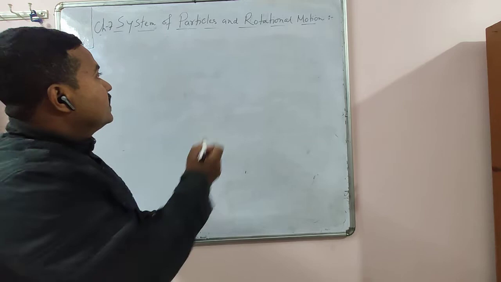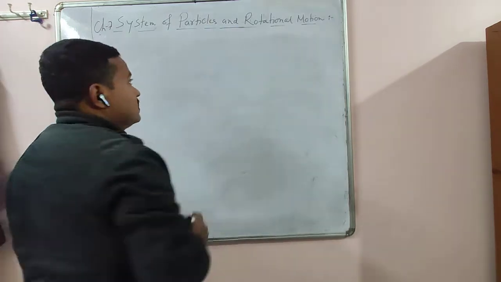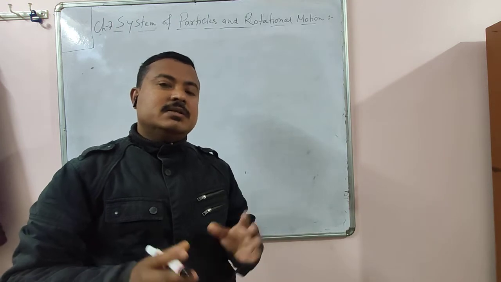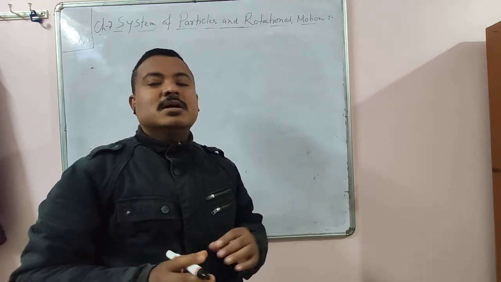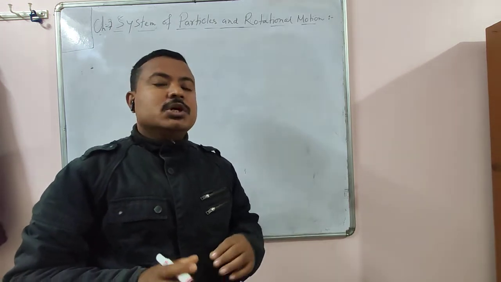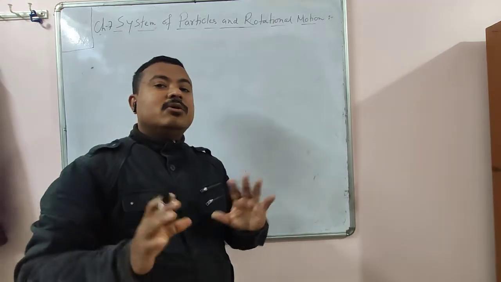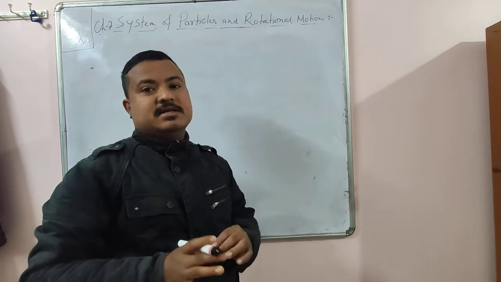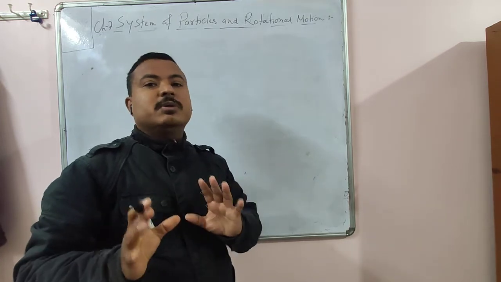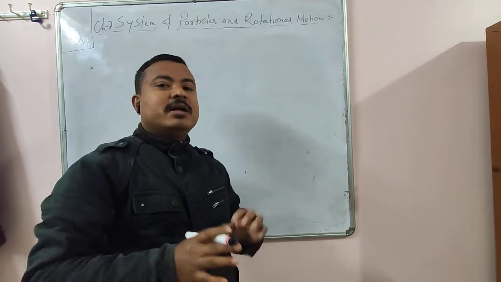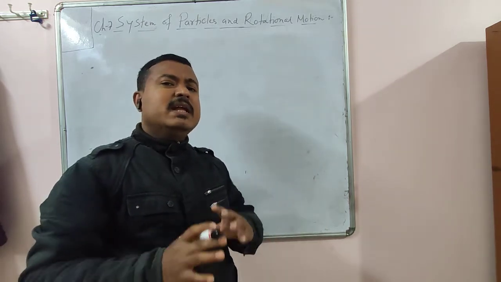So today I will explain two theorems of moment of inertia: one is the parallel axis theorem, another is the perpendicular axis theorem. Before going to that, we have to know the moment of inertia of some regular shaped bodies about their general axis. These formulas you have to remember. Then by applying the two theorems, we can find the moment of inertia of a body about any axis.